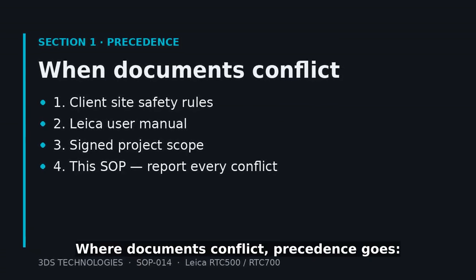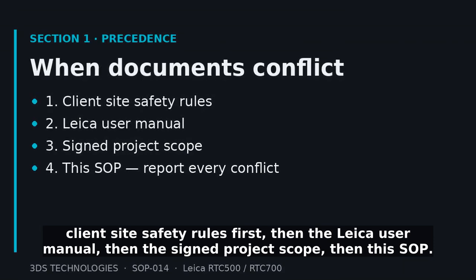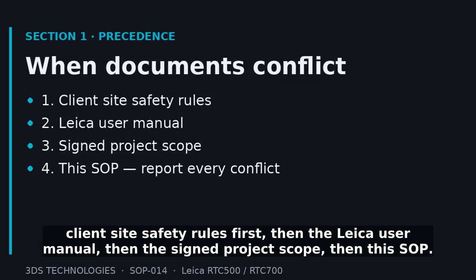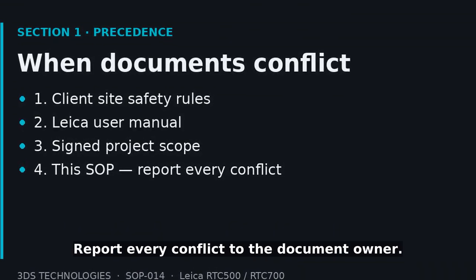Where documents conflict, precedence goes: client-site safety rules first, then the Leica user manual, then the signed project scope, then this SOP. Report every conflict to the document owner.